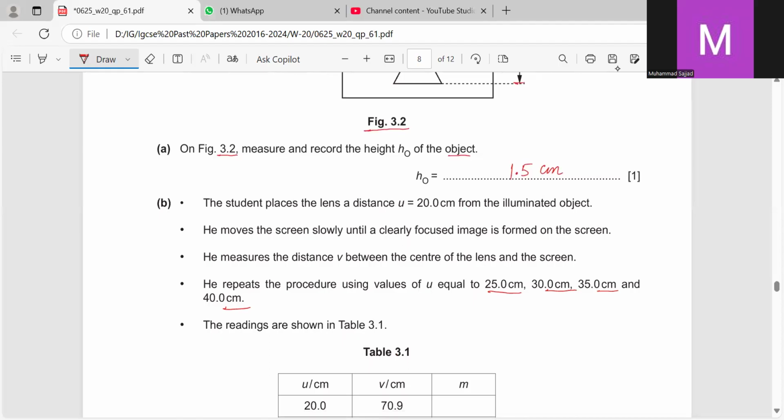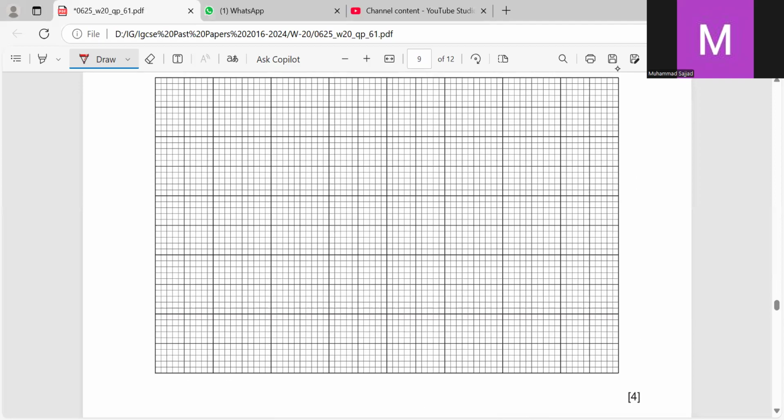Then he repeats the procedure using the value of u equal to 25. He is increasing the distance between the object and the image in regular intervals, not randomly. So 25 centimeters, then plus 5, 30 centimeters, plus 5, 35 centimeters, and again plus 5, 40 centimeters. The readings are shown in the table.